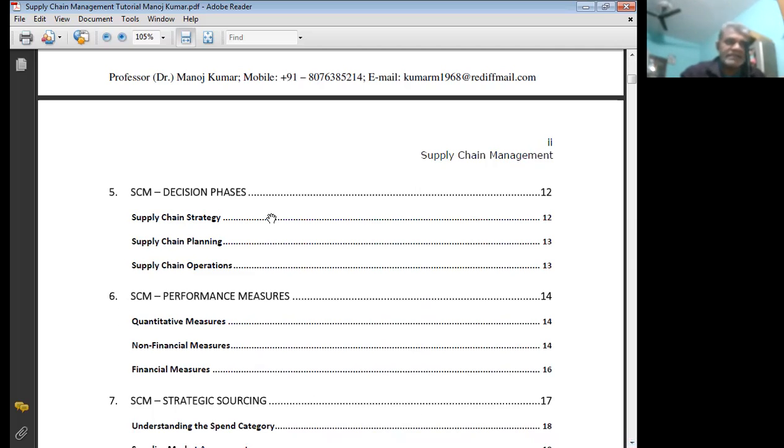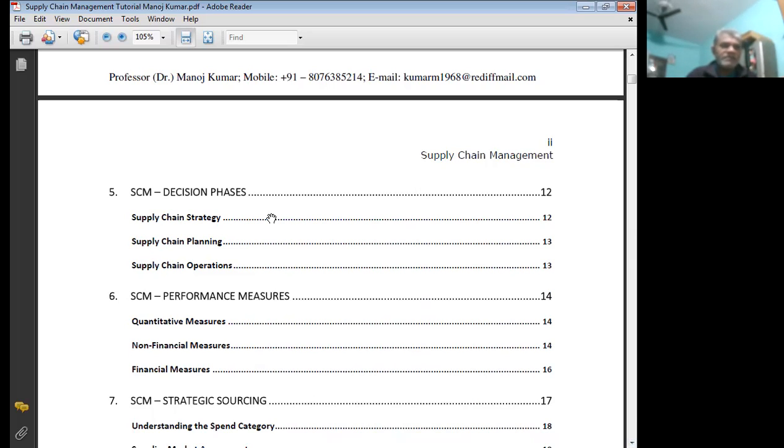Supply chain management decision phases. What are the different supply chain management decision phases? Supply chain strategy, supply chain planning, supply chain operations. What are the strategies of supply chain management? Strategic issues of supply chain management, how the planning can be done for the supply chain, and the supply chain operations.